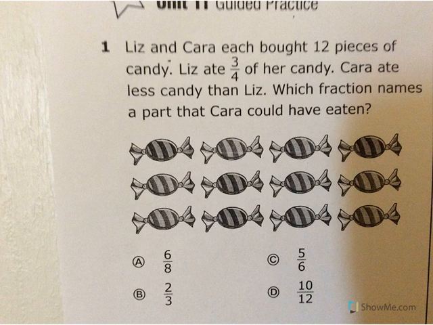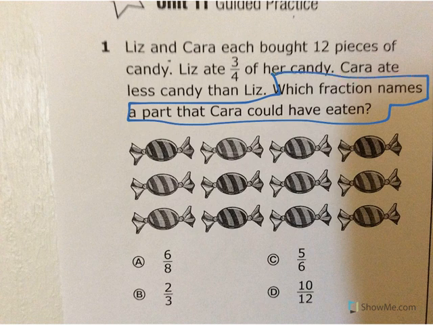Okay, now we're going to start on question number 1 of the guided practice. Okay, and it says, Liz and Kara each bought 12 pieces of candy. Liz ate 3/4 of her candy, and Kara ate less candy than Liz. Which fraction names a part that Kara could have eaten? So we're going to box that question in. Okay, and we're going to pick out some important information here. Liz ate 3/4, and Kara ate less candy than that. So we need a fraction that's smaller than 3/4.